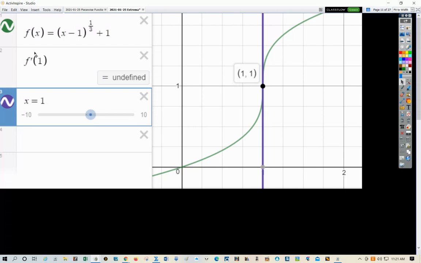Here's an example of a function that has a vertical tangent line at the point (1, 1), but you can see it's not an extremum. Okay.